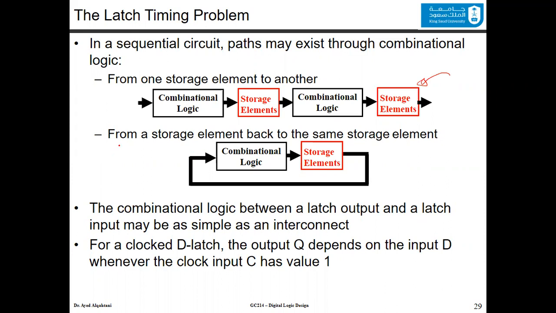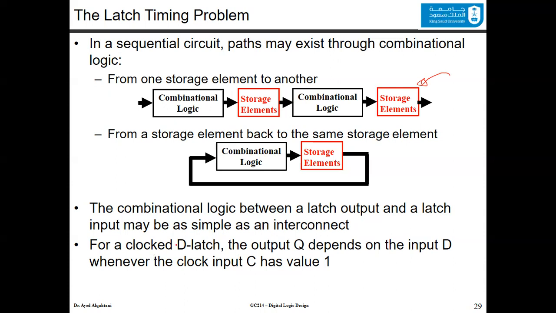Or in our class, you will see this behavior from a storage element back to the same storage element this way. So you have a combinational logic, and after this you will have the latch, and then you go back this way. So you can see this is the feedback. The combinational logic between a latch output and a latch input may be as simple as an interconnect and nothing else. So you can take out the combinational logic completely, and it would be only a line.